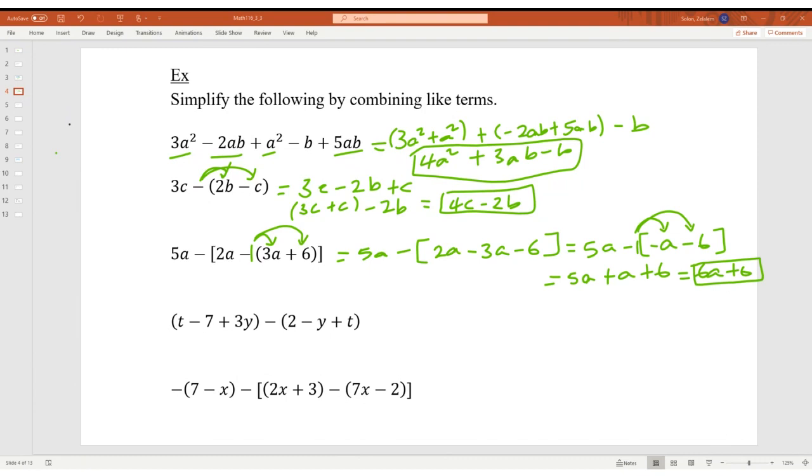Number 4 says t minus 7 plus 3y, inside parentheses, minus 2 minus y plus t. So don't forget to distribute the negative over 2 minus y plus t. Once you finish, write your answer on the chat.